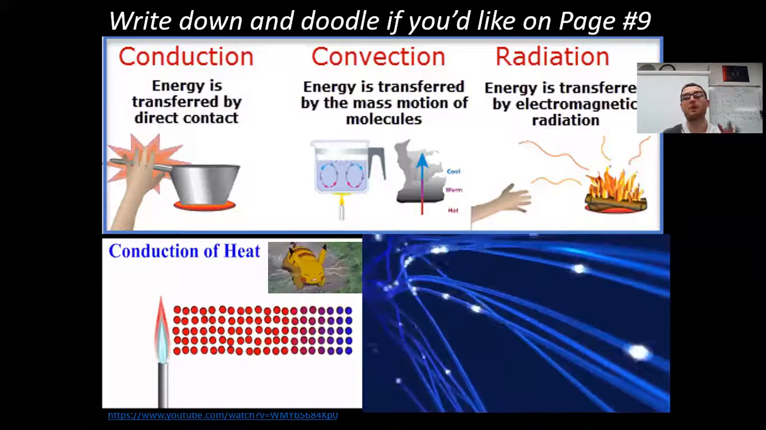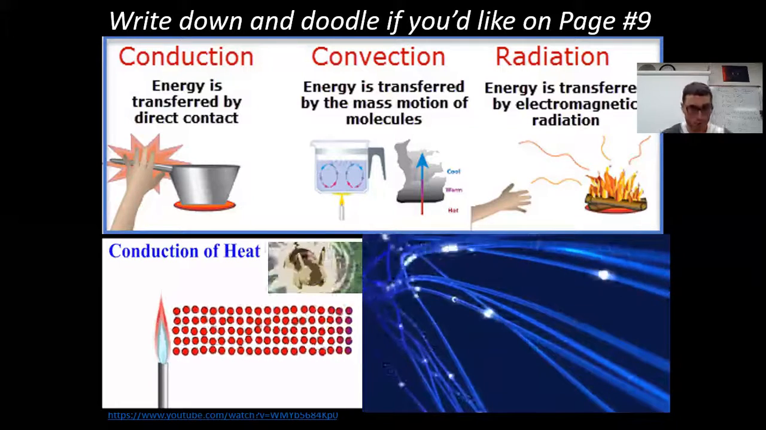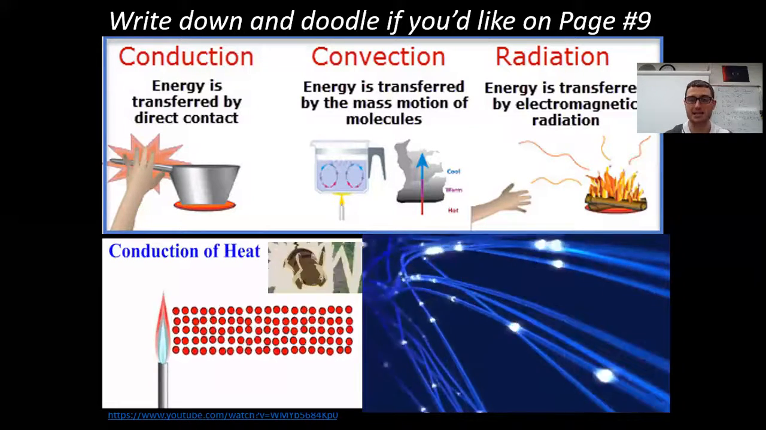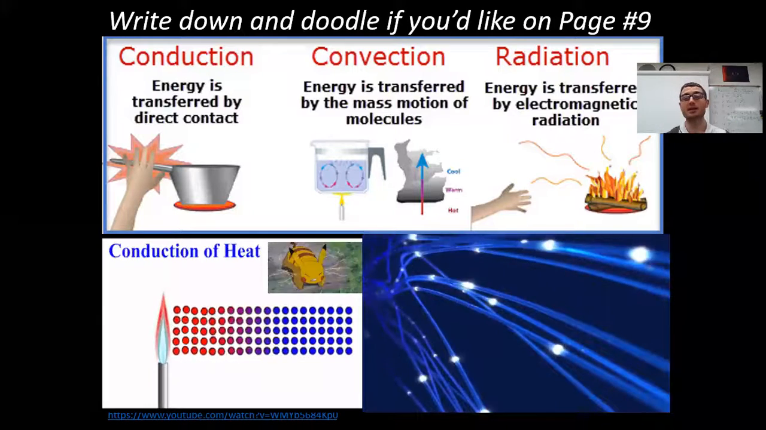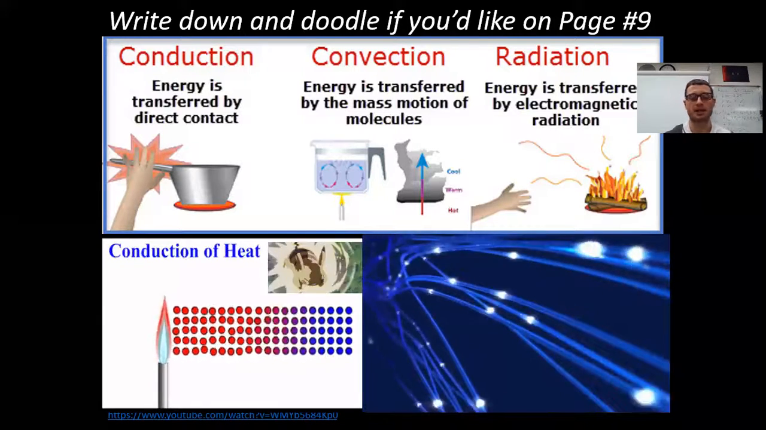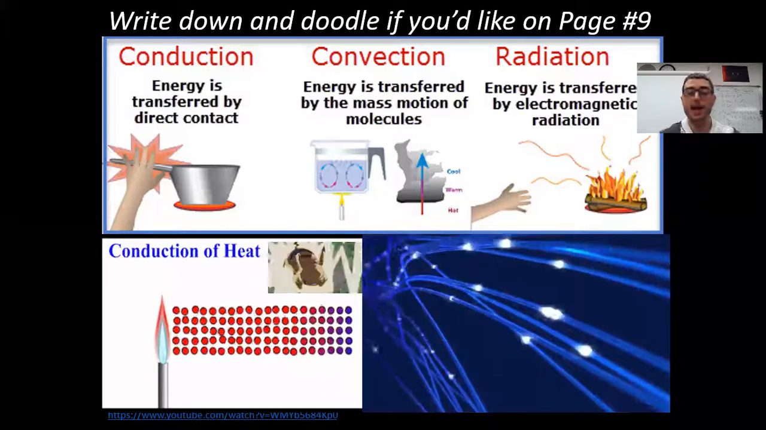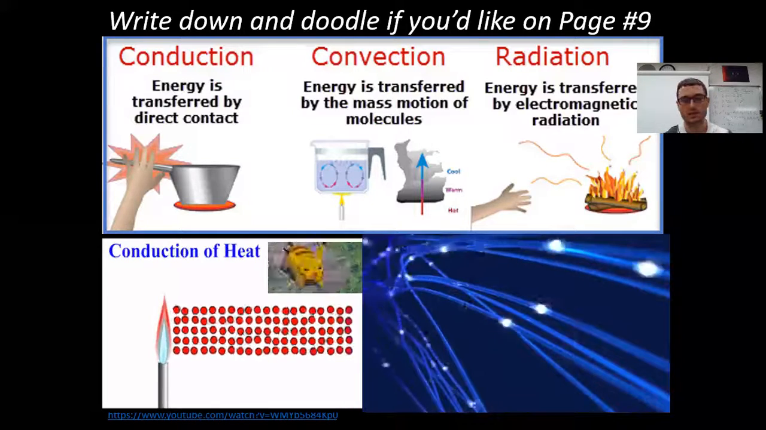It's heat transfer by molecules going to your hand or going to you. A great example, again, the mass motion of molecules. A great example of that we have here is steam. Steam is always going to be convection. Steam is convection, okay?